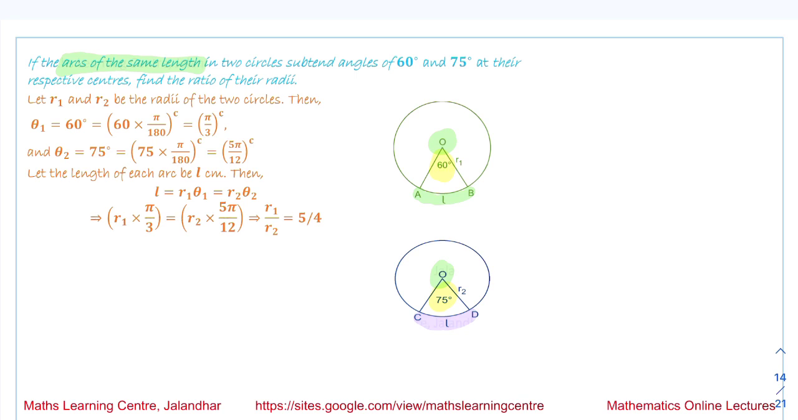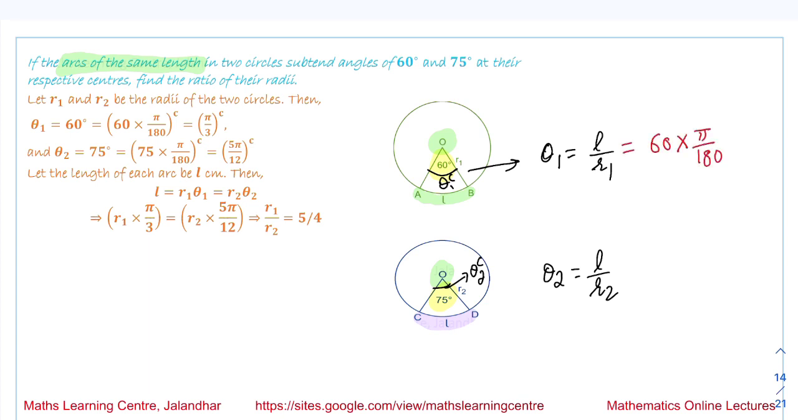So corresponding to this, if this angle is theta 1 radians, and this angle is theta 2 radians, then we have the value of theta 1 equal to L over R1, and the value of theta 2 equal to L over R2. Now the angle that is given to us is in degrees, so converting to radians, the value is 60 into pi by 180, and this value is 75 into pi by 180.